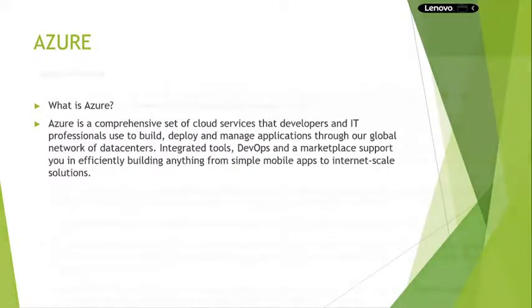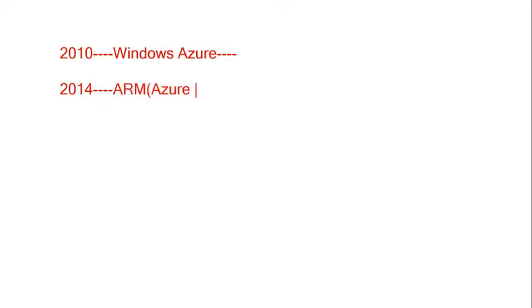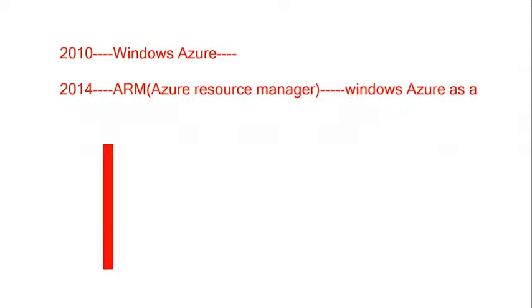Next, Microsoft Azure came into the picture in the year 2010. At that time we called it Windows Azure. Windows Azure supported only Microsoft related applications. Later, in the year 2014, they introduced a new deployment model called ARM, which stands for Azure Resource Manager. And they renamed Windows Azure as Microsoft Azure.